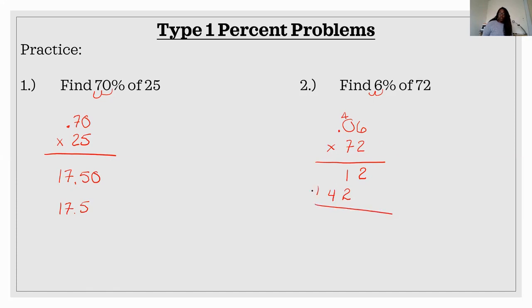Then you're going to add your remainders. So you got your 2, 3, and 4. Now, since we have 2 decimal places for the 6%, that means I need to have 2 decimal places for my answer. So 1, 2, so my decimal point should be between the 4 and the 3. So I have 4 and 32 hundredths.